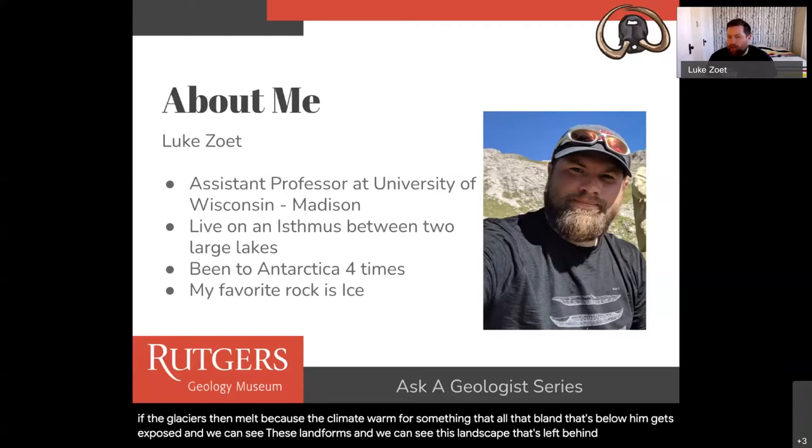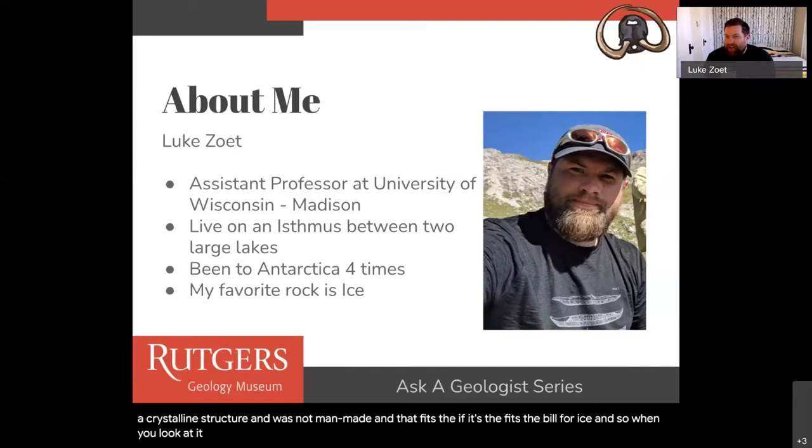My favorite rock is ice. You may not have realized it, but ice is actually a rock. It fits the definition of a rock. A rock is an aggregate of minerals, and a mineral is something that has a crystalline structure and was not man-made, and that fits the bill for ice. And so when you look at a glacier, it's kind of a big rock that's moving around.